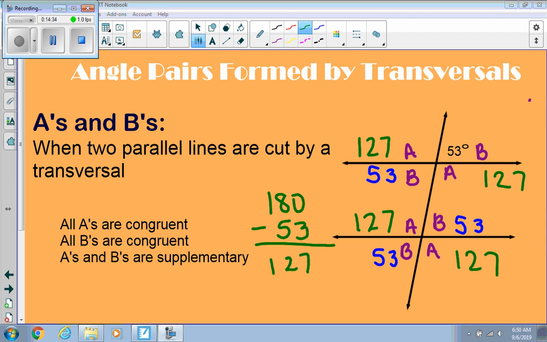And it goes along with our vocabulary, right? The B's there on the inside are alternate interior angles, and alternate interior angles are always congruent. The A's on the outside are alternate exterior, so those are always congruent. A and B on the inside are consecutive interior angles, and they're always supplementary. So it goes right along with your vocabulary words, but the more you know your vocab, the easier all of this will be. But A's and B's is a really quick way to know what you're doing with the angles in order to solve.